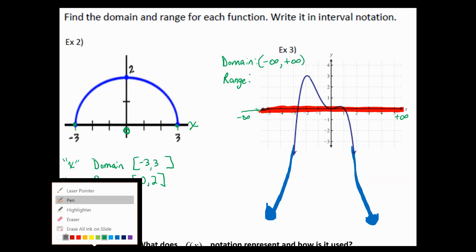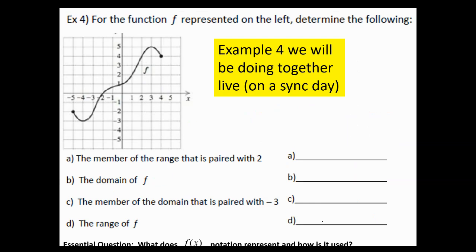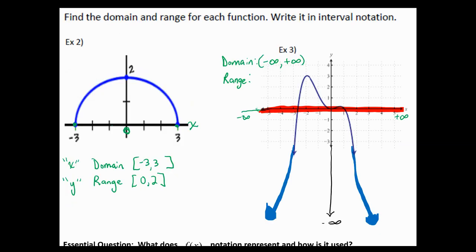Okay, so if you were to extend this y-axis, this is going to negative infinity. And this graph is just going to keep going down. But it doesn't keep going up forever. It only goes up to 3.